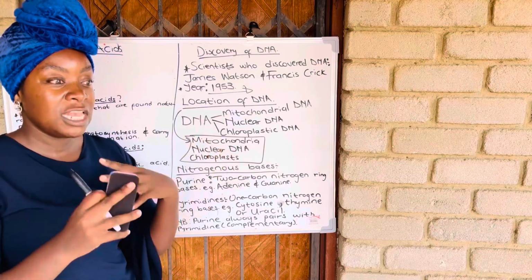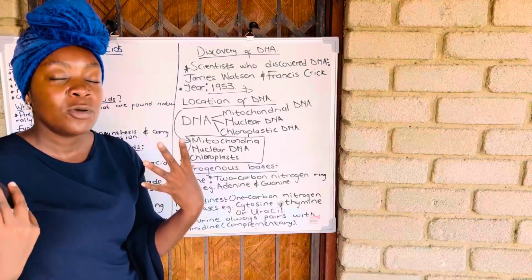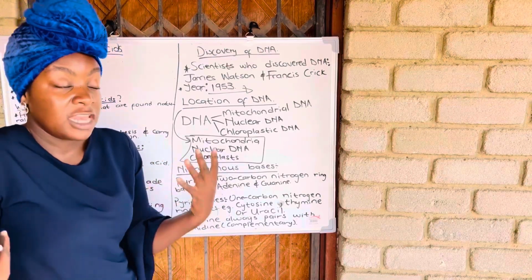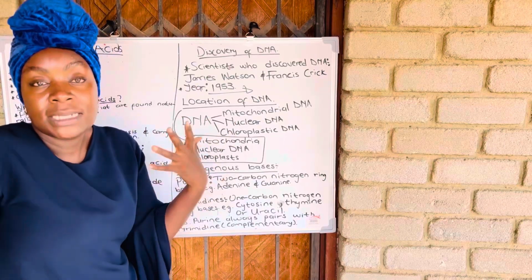We know what DNA might look like. We know the building blocks of DNA and RNA. But where do we actually find DNA? Do we find it in the eyes? Do we find it in the air? Do we find it in plants? Where do we find DNA?